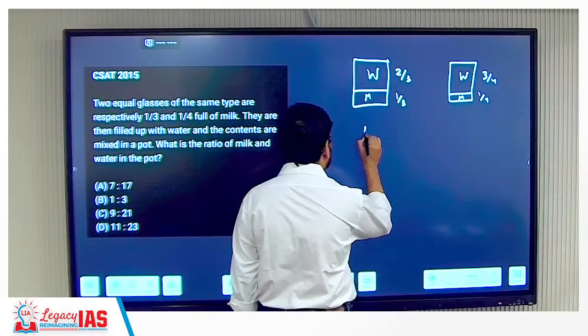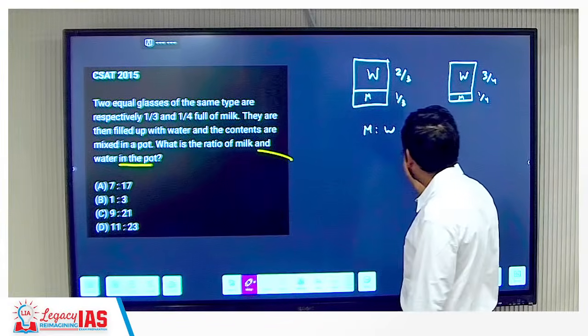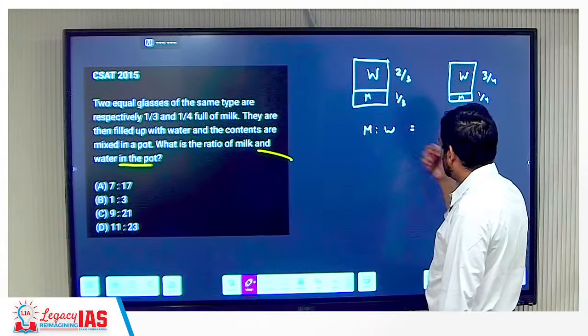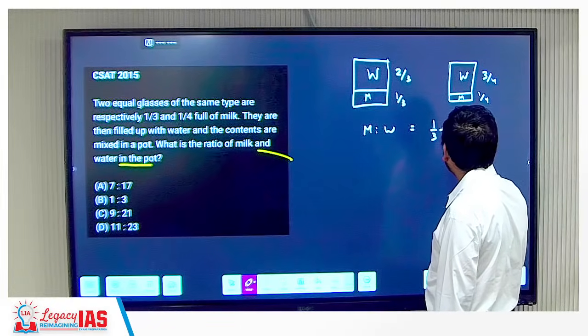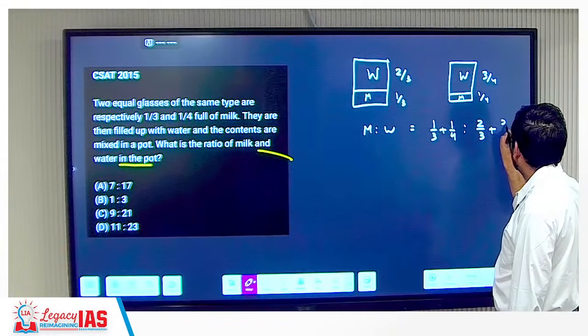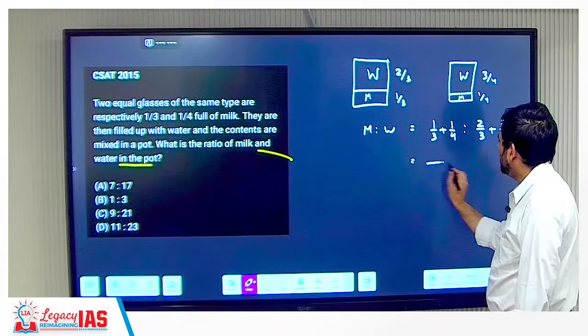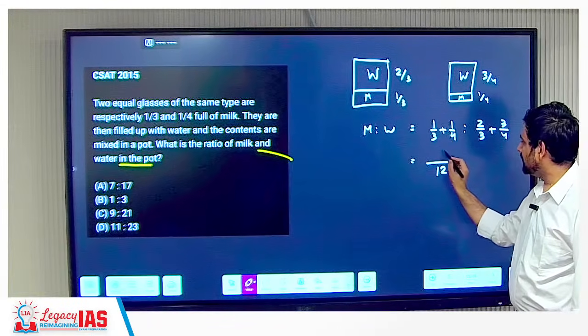Okay, so milk ratio water, again milk and water in the pot is asked. So milk ratio water becomes what? Milk is 1/3 plus 1/4. Water is what? 2/3 plus 3/4. 1/3 plus 1/4 will be, 12 is the LCM, 3 plus 4 is 7.